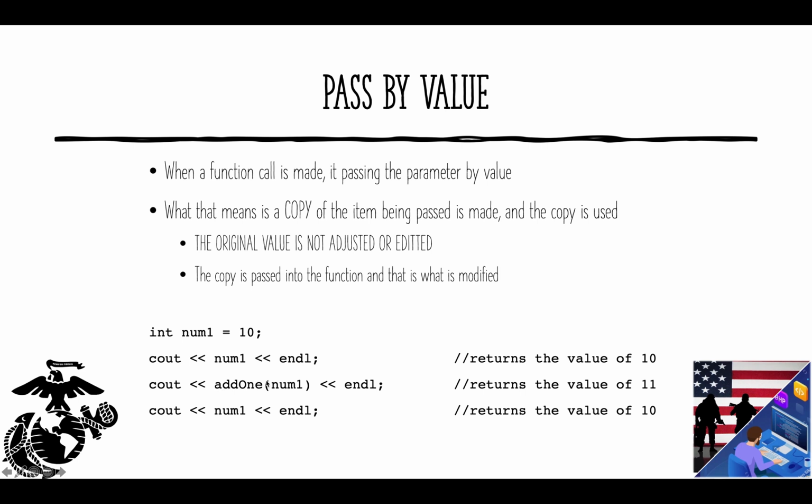So this will print out 11, and then we print out num1 again, and because we passed by value, this num1 was not edited. So this would print out the value of 10. So that's an example of pass by value. In the next video, we're going to be covering something called a pass by pointer and a pass by reference. Those are examples where you can make function calls and you can edit the actual value that you passed in inside that function. It is very important.